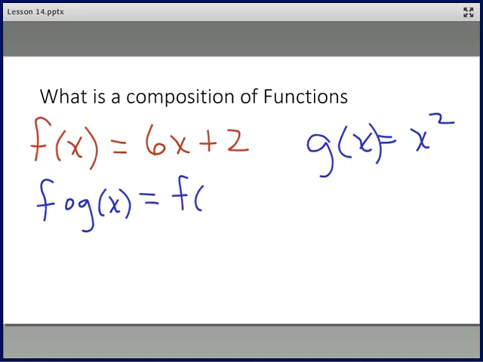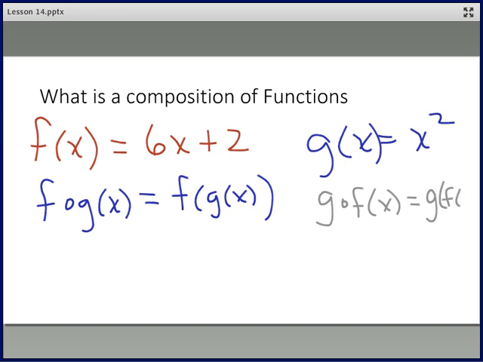That's equivalent to seeing it like this, f of g of x. And we can also find the opposite direction. So we can find g of f of x. So that's written like this, not g times f, but g of f of x, and that would be the same thing as g of f of x. Okay, so what is it?